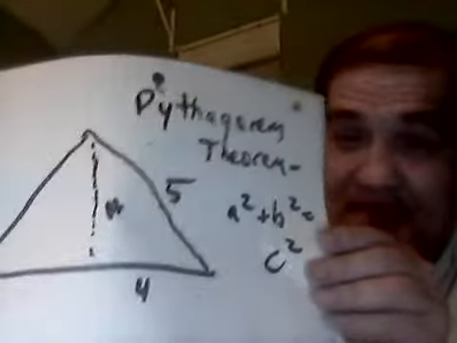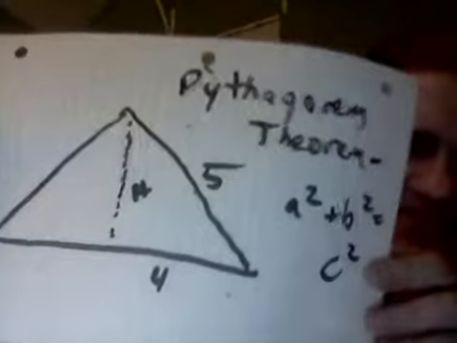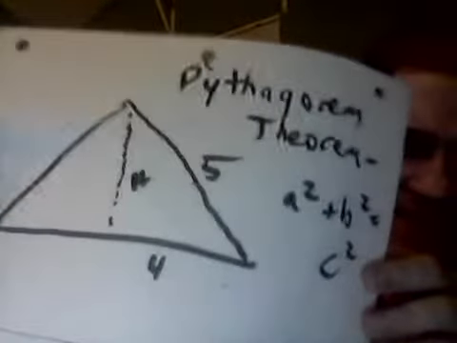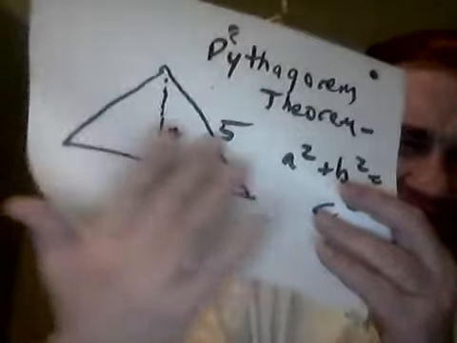It's called the Pythagorean theorem. Yeah, Pythagoras. He had nothing better to do but write a theorem. But anyway, it's a squared plus b squared equals c squared, right? So how do we do this? You've got that 4 right here. You've got that 5 right there.